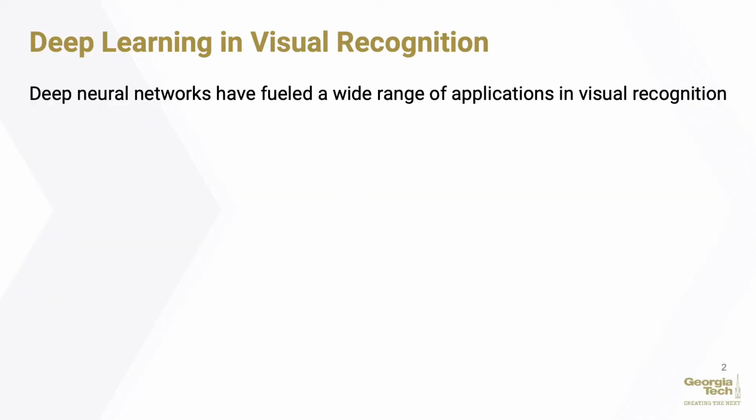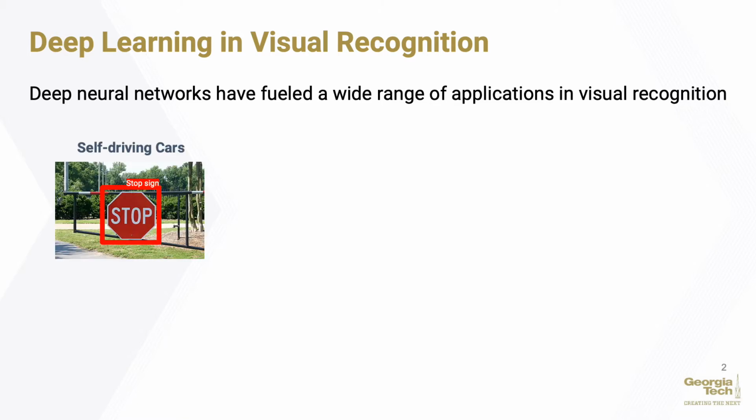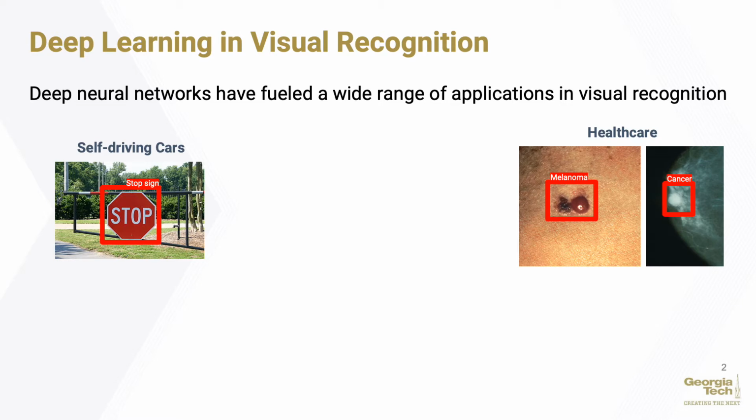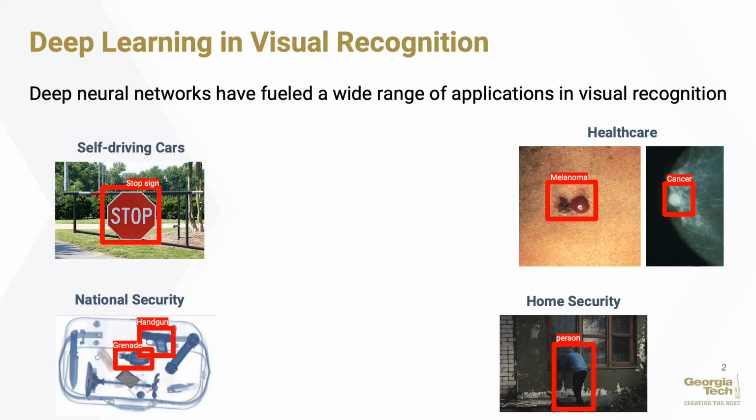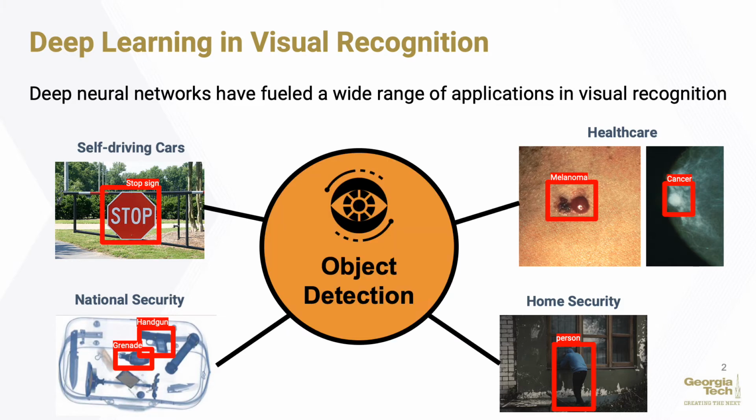In the last decade, deep neural networks have become the dominating technology behind many visual recognition applications. To give a few examples, in self-driving vehicles, we can accurately detect traffic signs within the visual range. Or in the healthcare industry, there is a growing interest in applying neural networks for automatic diagnosis of disease. And also there are many security-critical applications like intruder detection or weapon detection in X-ray machines. These applications are all driven by the same computer vision technique, object detection.